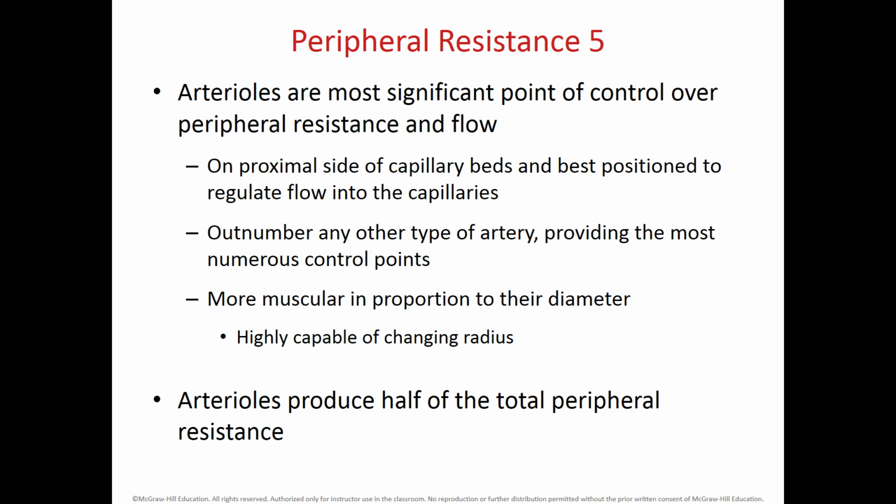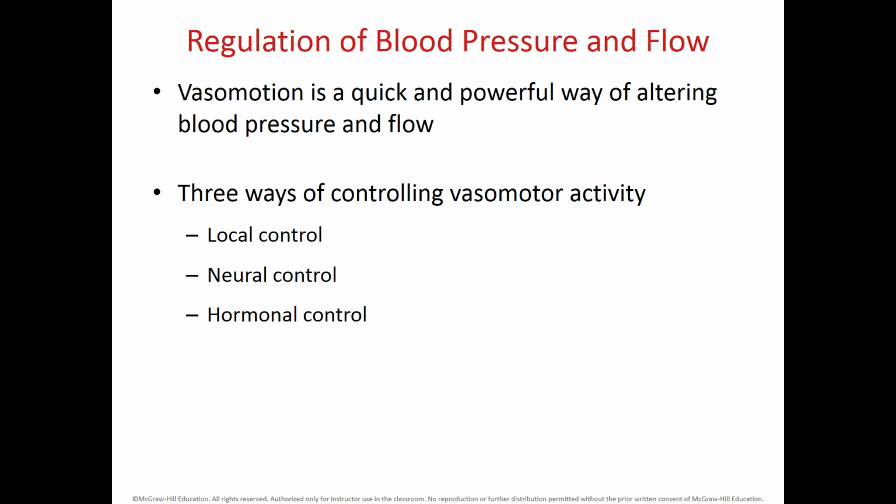Now, the arterioles, the ones that are more importantly involved in peripheral resistance, will outnumber any type of artery. So they provide more control points for blood pressure than any other blood vessel. And they have more muscle cells in proportion to their diameter. So they are more likely to change their radius than other arteries. So that's why they produce half of the total peripheral resistance in comparison to the rest of the blood vessels.